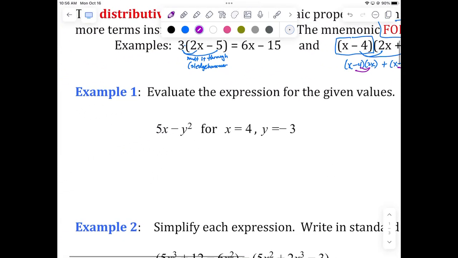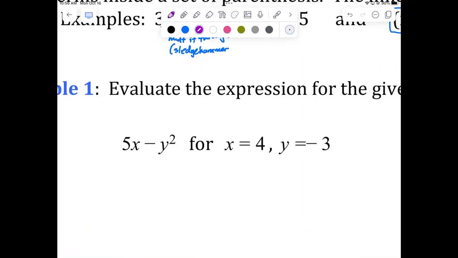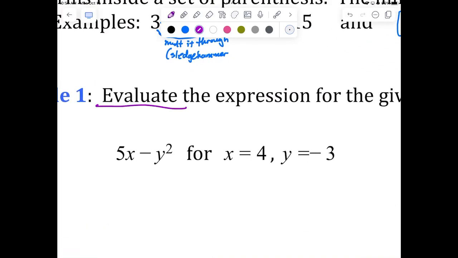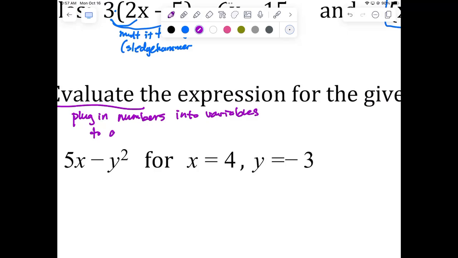Now, what does it mean to evaluate an expression? Evaluating an expression means that you're plugging in numbers into variables. That's it. To get a numeric expression. You're plugging in numbers into variables. Let's go ahead and finish that. To get a number. That's what it means to evaluate.